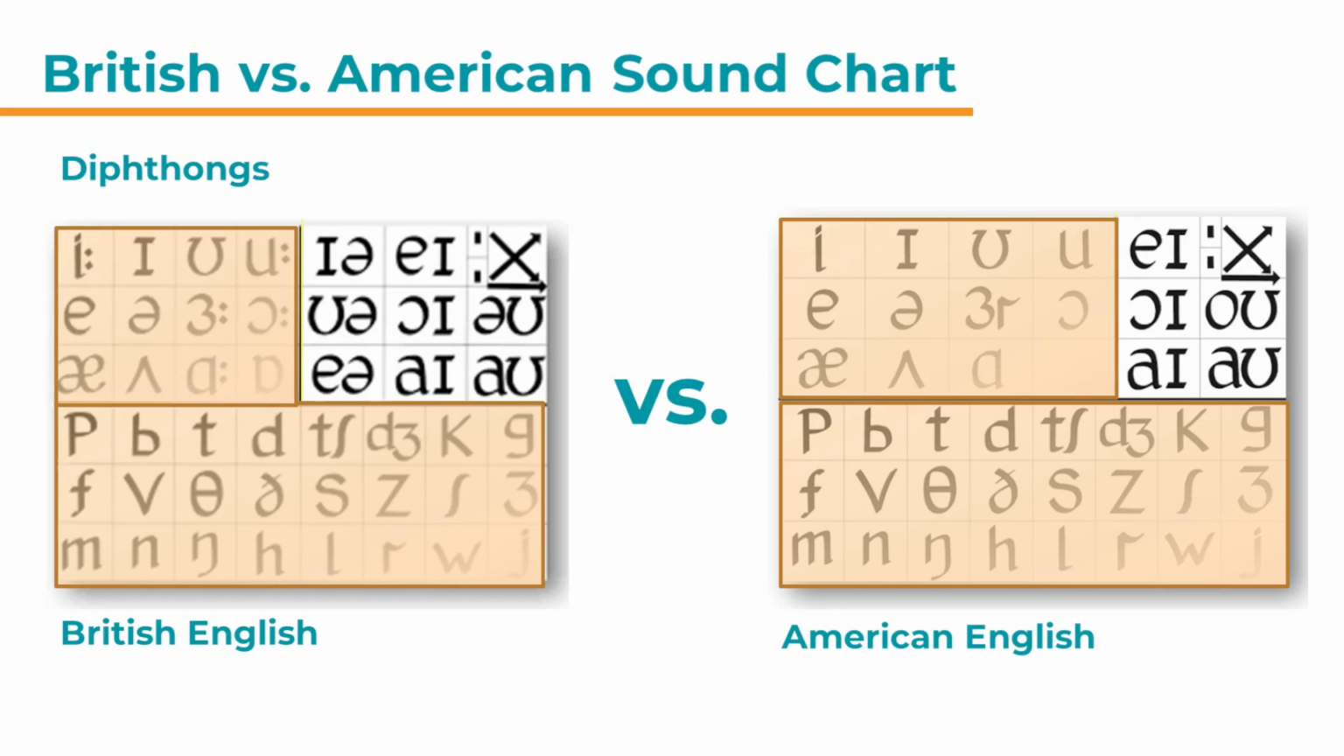Now let's move on to the diphthongs. And again, you can see those two sections look quite different. So first of all, we have 8 diphthongs in British English, but only 5 in American English. That section is a lot smaller. So there are a couple of diphthongs that are missing in American English.